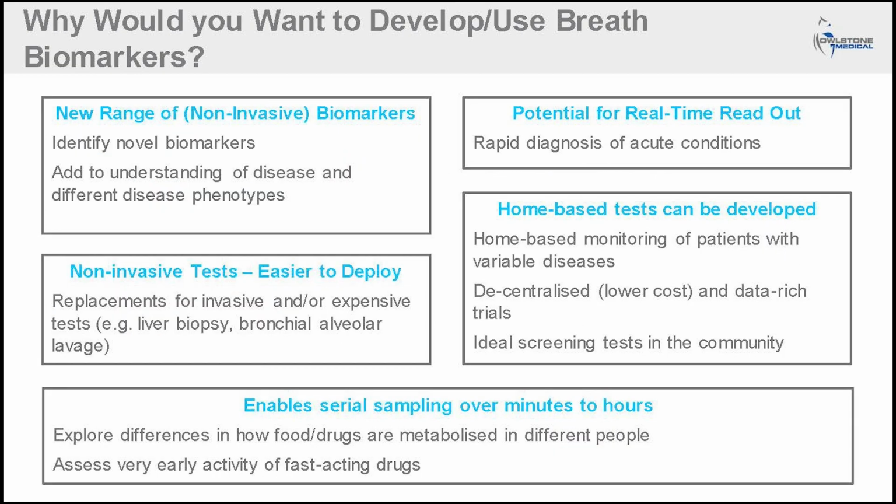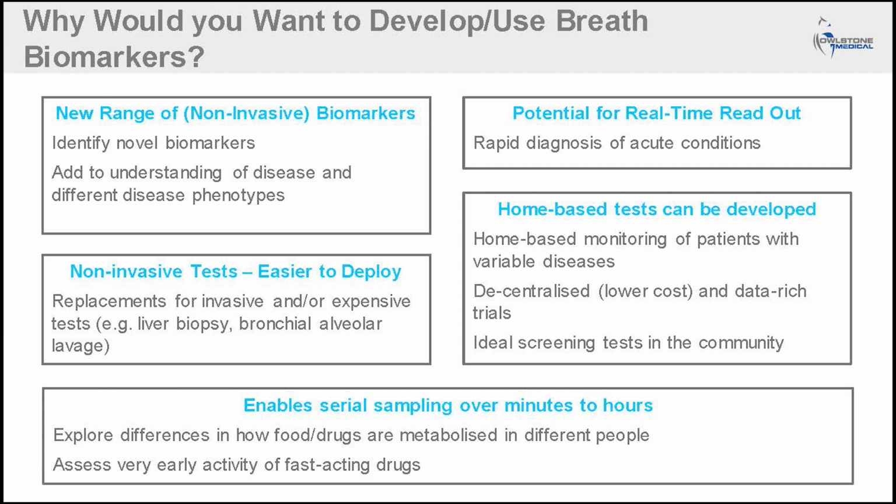Maybe one thing that's useful to cover before we go into any more detail is why would you maybe want to carry on listening today? Why would you want to maybe develop or use breath biomarkers yourself? People have different reasons for this, so hopefully some of these will be relevant for you.